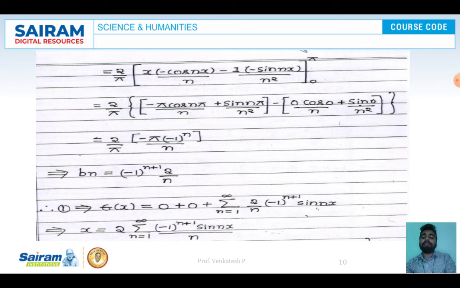Now this b_n value, along with a0 equal to 0 and a_n equal to 0, I am going to substitute in equation number 1. So we got f(x) = 0 plus summation n from 1 to infinity 2/n (-1)^(n+1) sin nx. So finally x = 2 times summation n from 1 to infinity (-1)^(n+1) sin nx by n is the required Fourier series.